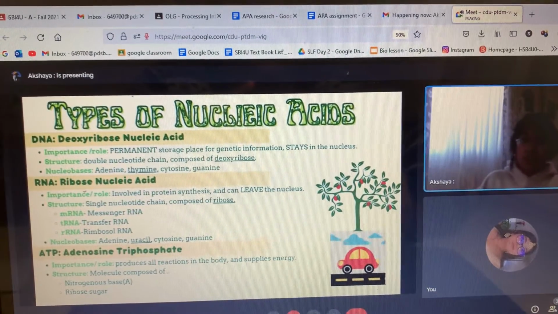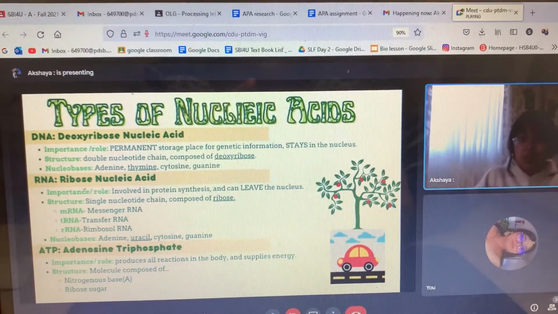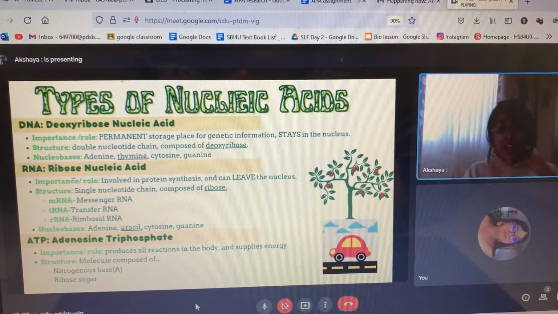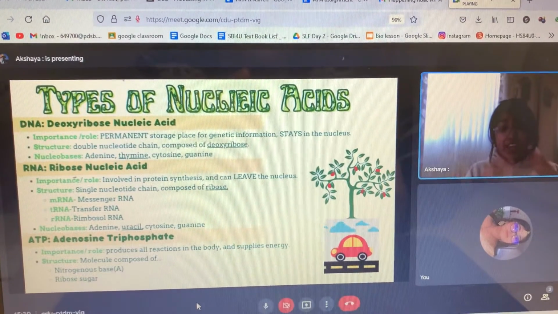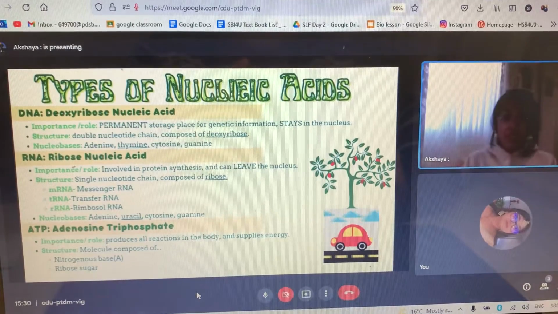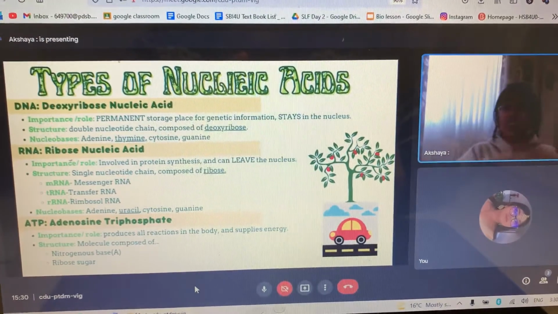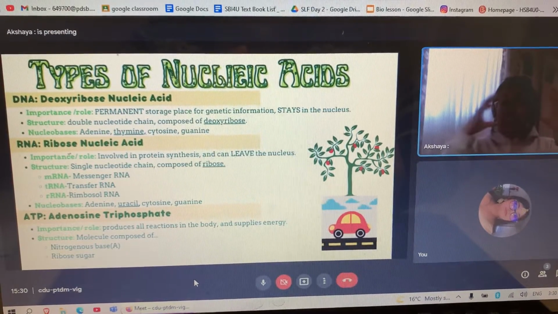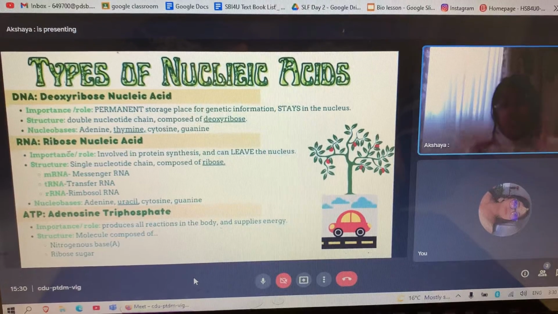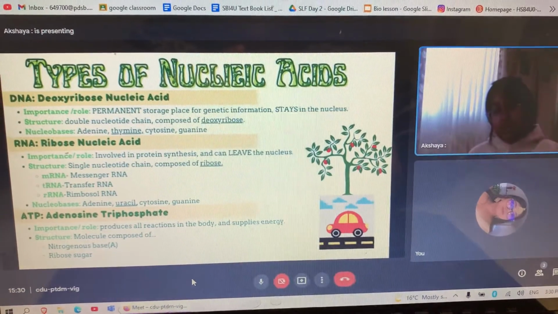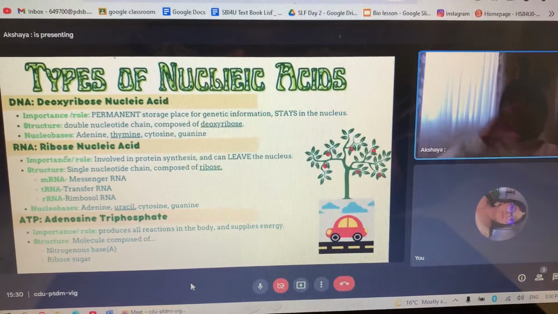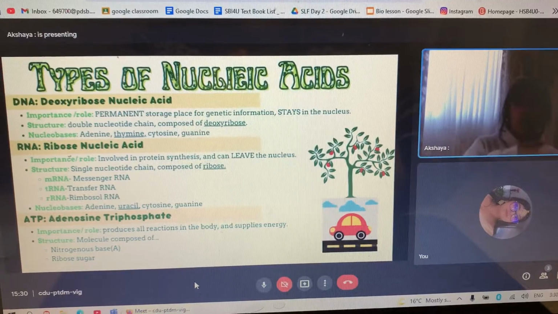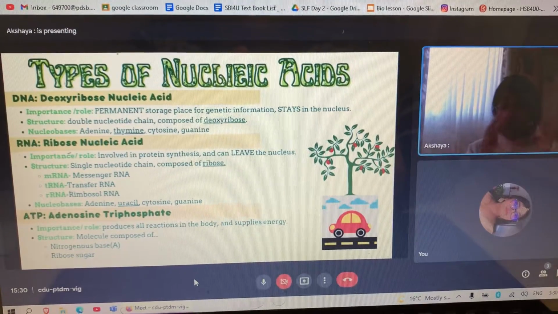But now that you already know what DNA is, let's tell you a little bit about nucleic acids and DNA. DNA cannot leave the nucleus. You might be thinking, why not? Well, DNA and RNA are two different things. DNA stays within the nucleus, whereas RNA can leave the nucleus. DNA has a double nucleotide chain, meaning a double helix structure, the staircase-like thing, whereas RNA has a single nucleotide chain. And DNA is composed of deoxyribose sugars in the sugar phosphate backbone, while RNA is composed of ribose sugars in the sugar phosphate backbone.